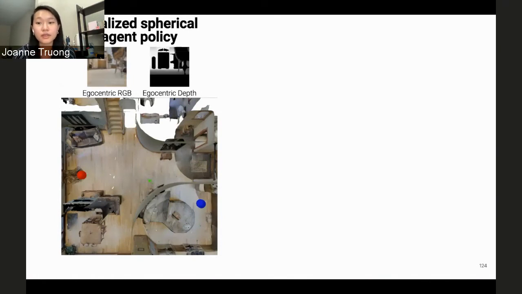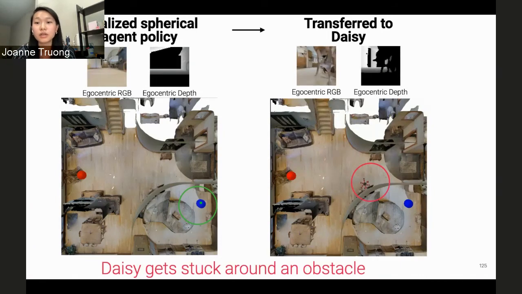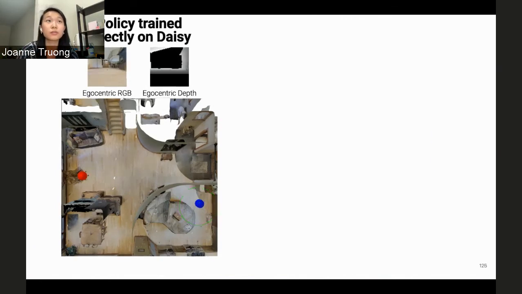While a spherical agent can successfully navigate to the goal using a point nav policy, if we were to take that same policy and deploy it onto Daisy, the hexapod, we'll see that the robot actually gets stuck around an obstacle due to its larger size and turning radius. The dynamics differences between these robots were not accounted for by the policy, which led to this failure.